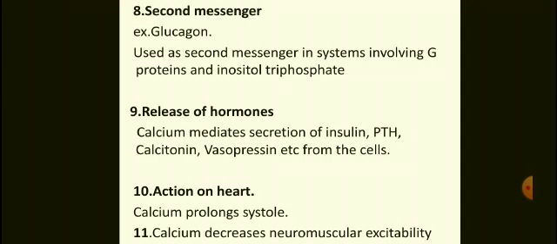Then action on heart. Calcium prolongs systole. In case of hypercalcemia, cardiac arrest can be seen in systole. So, one point to be remembered is when calcium is administered intravenously, it should be given very slowly. Another function is calcium decreases neuromuscular excitability.